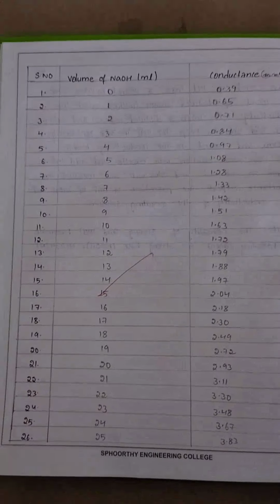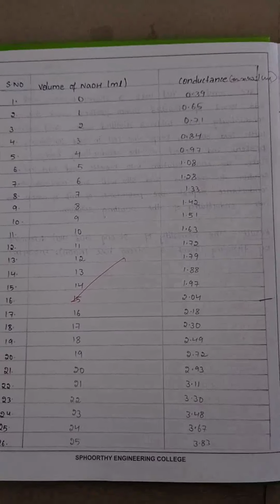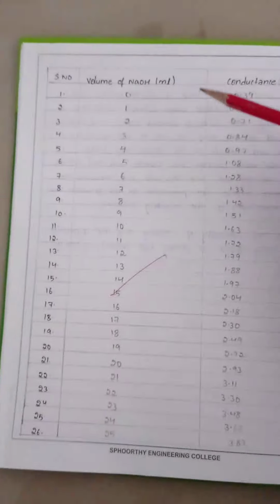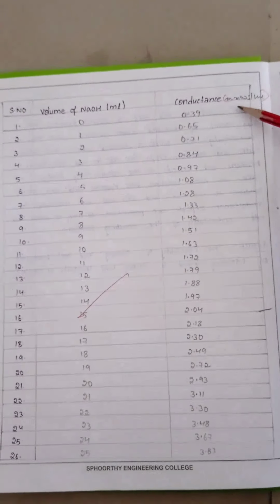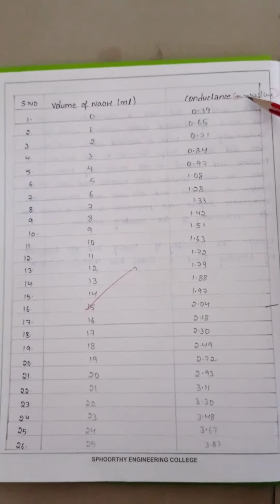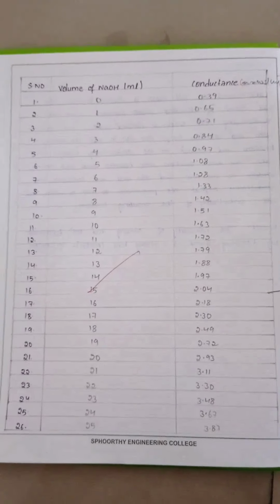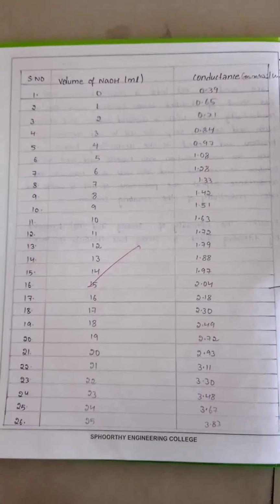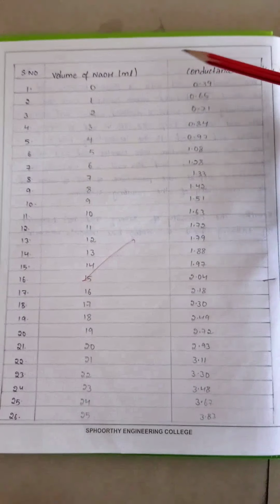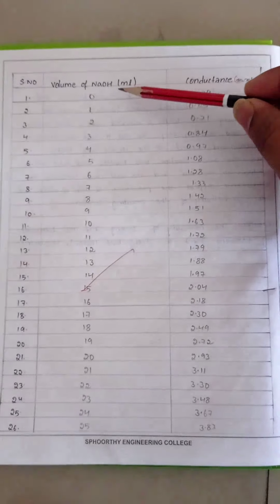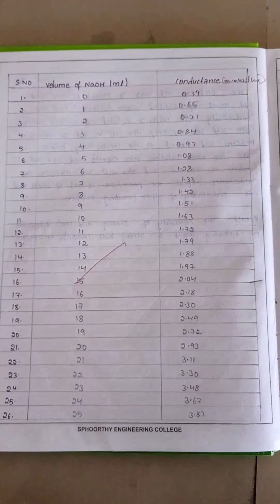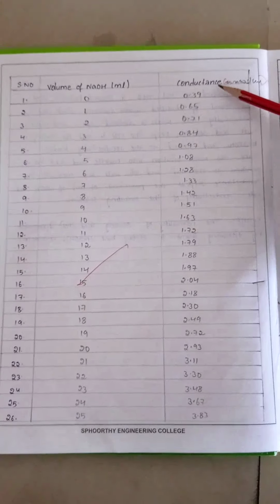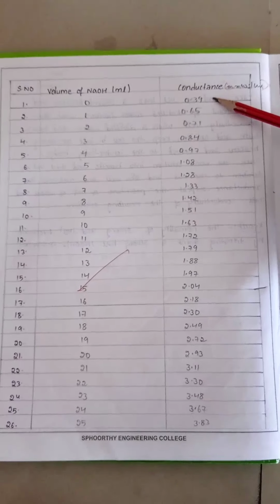As I mentioned, the values are tabulated here. In the first column, volume of NaOH. In the second column, conductance, which we can find from the conductivity meter. In the digital conductivity meter, you can see those readings as I showed in the video, right? For 0 ml, that means before adding even 1 ml of NaOH from the burette, whatever the reading in the conductivity meter is, we have to note down here.